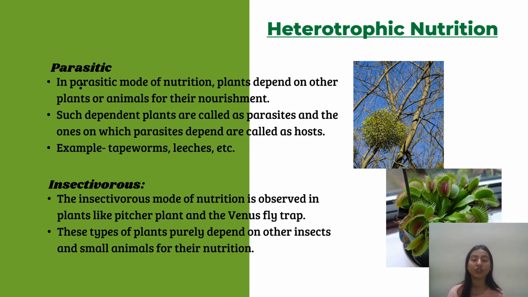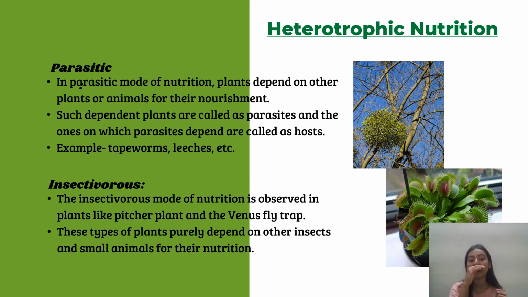The picture which I have shown is not of any animal, it's an example of plants which act as parasites. Here you can see that a different kind of plant is growing on a different tree. The plant which is growing is known as a parasite, and the tree on which it is growing and feeding on its nutrients is known as the host. And examples of animals could be tapeworms and leeches.